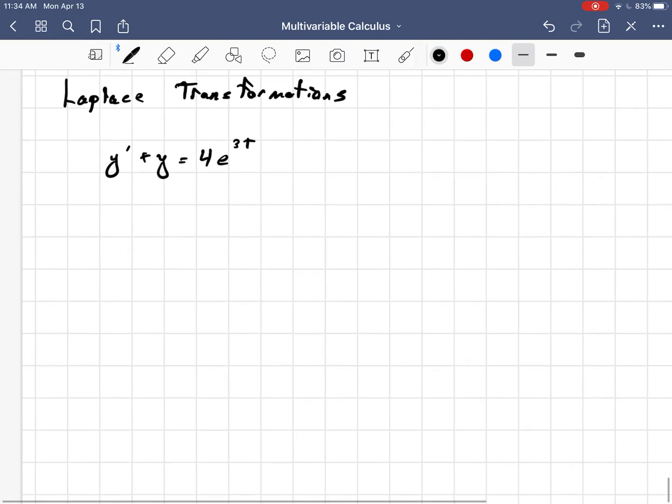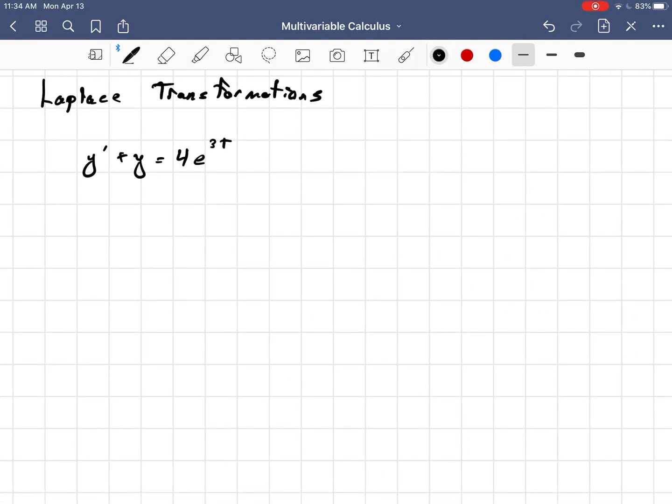So really what it comes down to is, wouldn't it be nice? What makes this equation, or really differential equations in general, difficult is the fact that we have this y prime and we have this y. They don't go together with each other. If we were to somehow transform this y prime into a y while keeping this y the same, we would just have y plus y equals 4e to the 3t. And that would be very easy to deal with. You just divide by 2 and you get y. So we need to get rid of this y prime. That's our goal here.